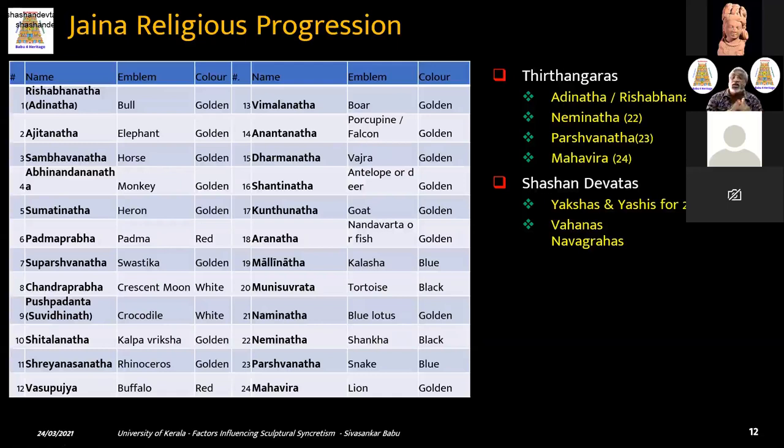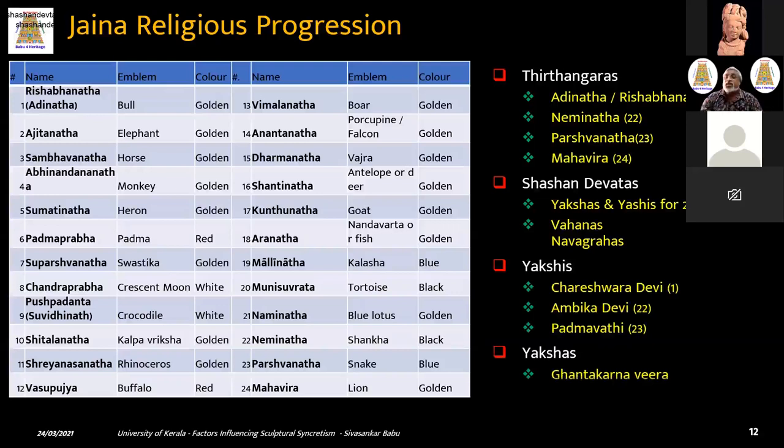And later on, it had its own addition of Shasana Devatas or protection Devatas, who are devotees of the Tirthankara, or who were interacting with the Tirthankara, and later on, they also started getting worshipped. So you have a collection of Yakshas and Yakshis, male and female, and then we have Vahanas for them. And then we even have Navagrahas there. And this is how the Jaina religion as well as the iconography started expanding.